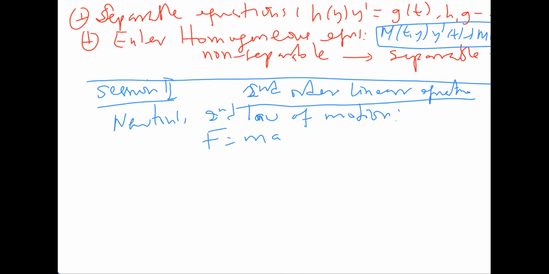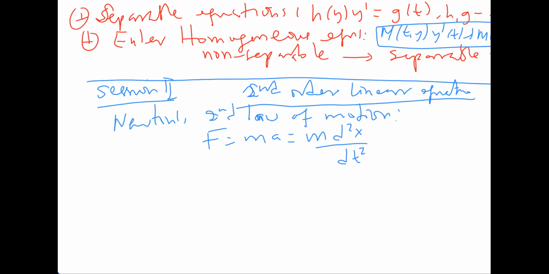But why do we say this is second order? Second order because your acceleration can be written in terms of the distance. So this will then become mass times the second derivative of the distance with respect to time.